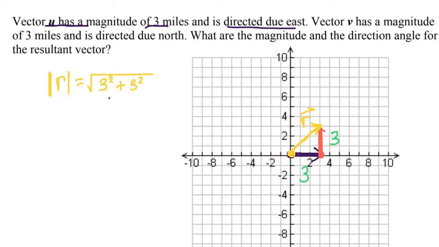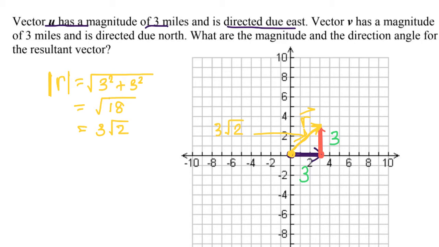And so our magnitude here, that's going to be the square root of 18, or that's going to be 3 square root of 2. So that tells me that the length of this resultant vector right here is 3 square root of 2. And I'd rather y'all leave it in exact form.